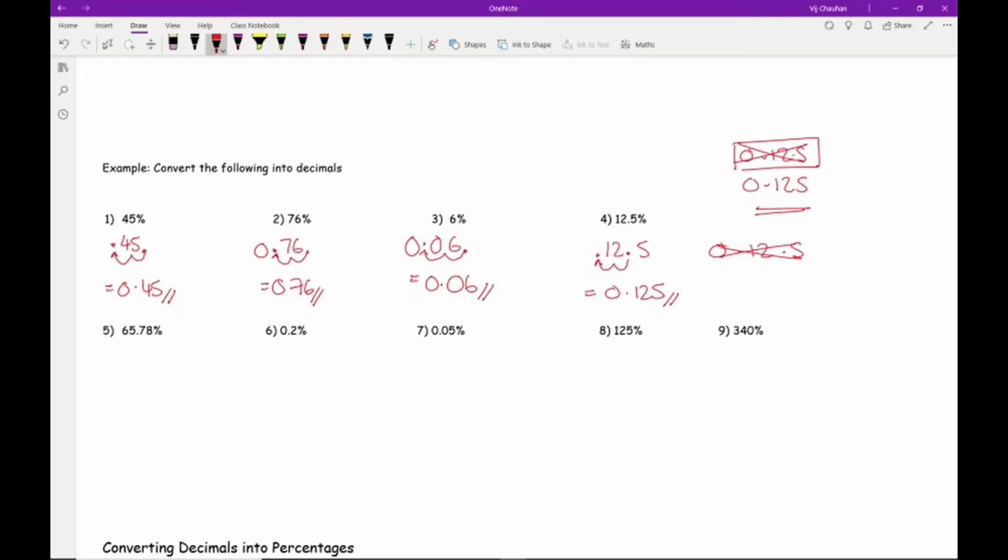Now with question 5 again we've got 65.78. So you can see what I'm doing is I'm ignoring the percentage sign because all we're focusing on is the decimal point and focusing on moving that decimal point 2 places to the left, giving me an answer of 0.6578. With the next one, so here I've got 0.2, so again I've got a decimal point, I'm going to move it 2 places and I'm going to fill any empty gaps, particularly starting with 0 at the front.